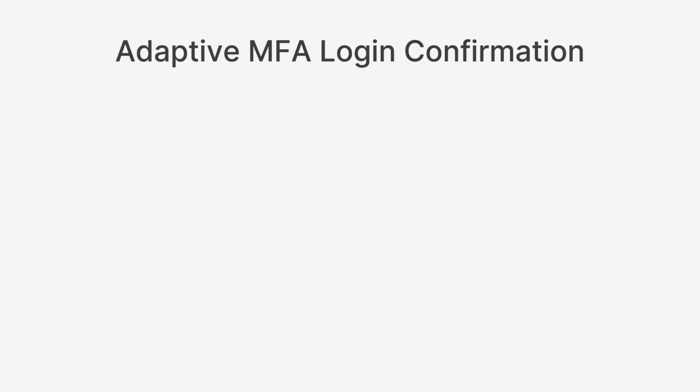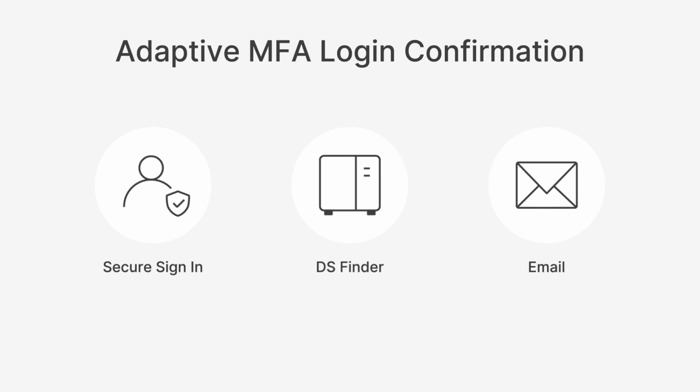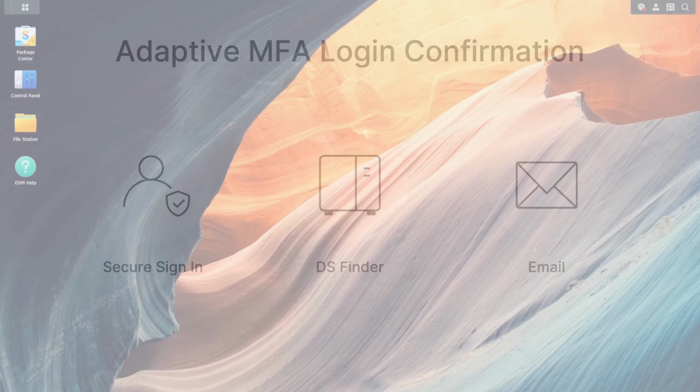So to actually get this adaptive MFA login confirmation completed, you can use the Synology Secure Sign-In app, DS Finder, and if you don't have access to those apps, you can also use an email using the email address associated with that user account. So let's check out some of these features.